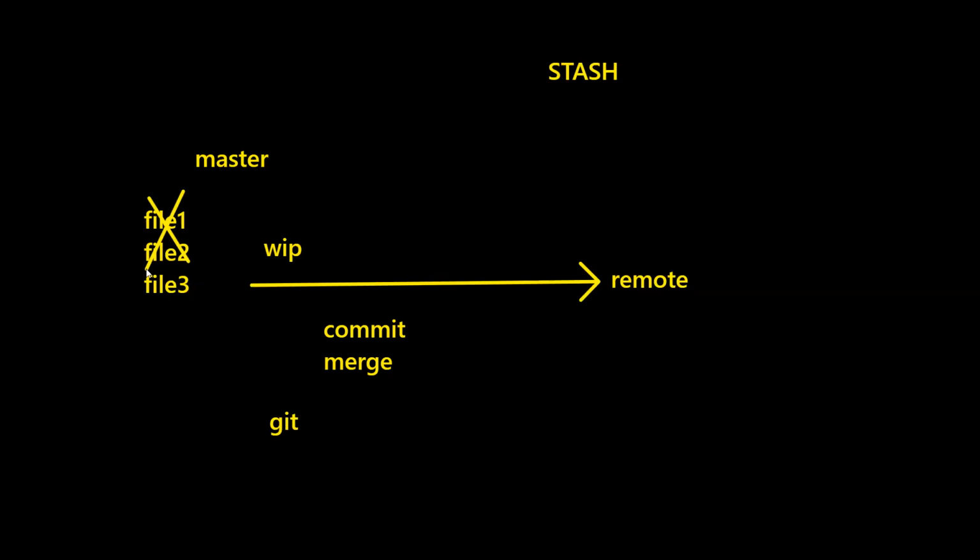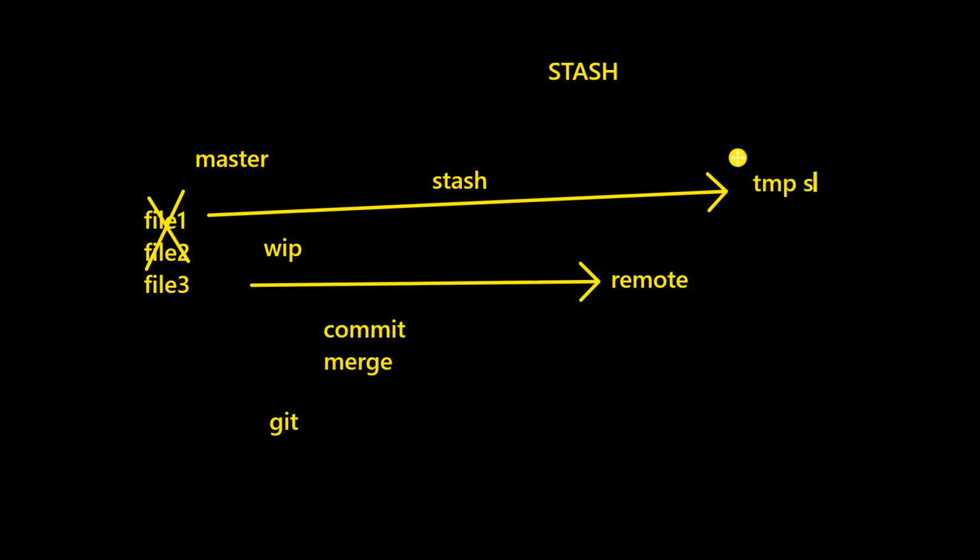Right? How do we handle this scenario? That's where stash comes in. It means you can stash your unstaged changes. Stash means what it will do? When you stash, it will move your unstaged changes into some temporary virtual shelves. Okay? It will put them on virtual shelves so you can commit and move your changes.